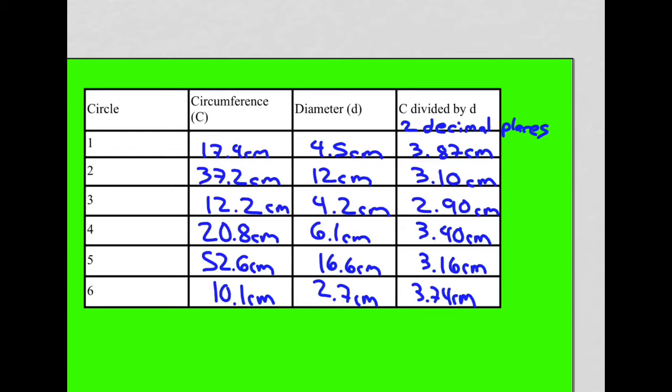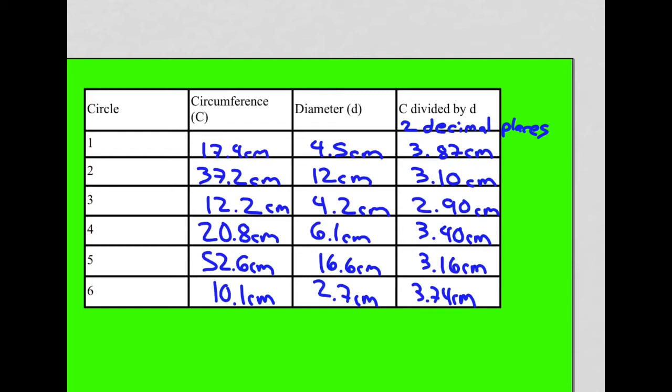The next one, the circumference divided by the diameter was 3.40. This one was 3.16, and this was 3.74. In all these cases, I was rounding off to 2 decimal spots.